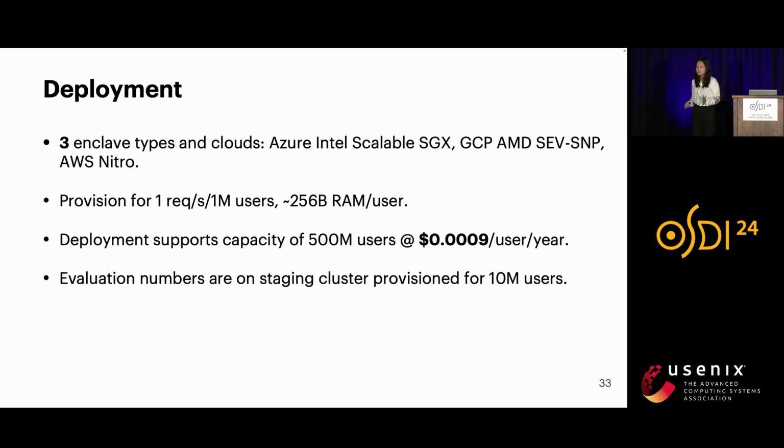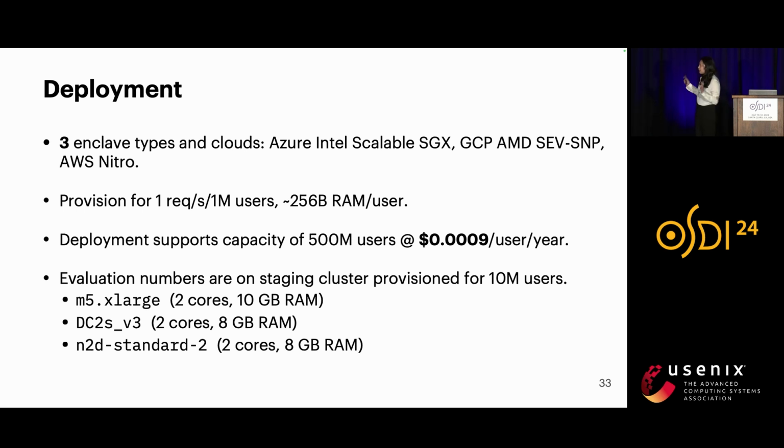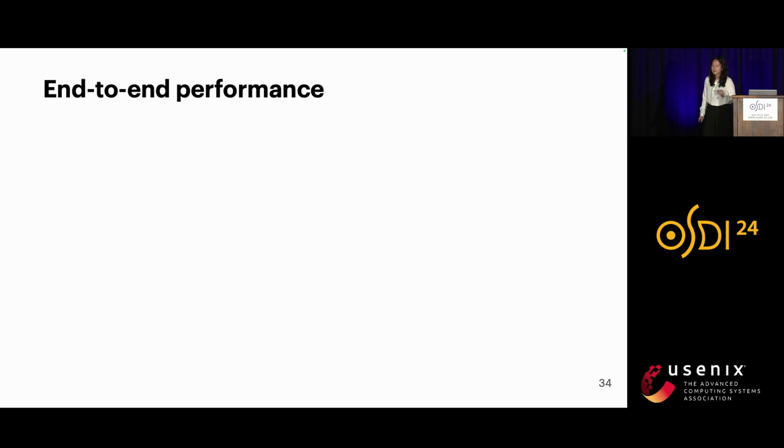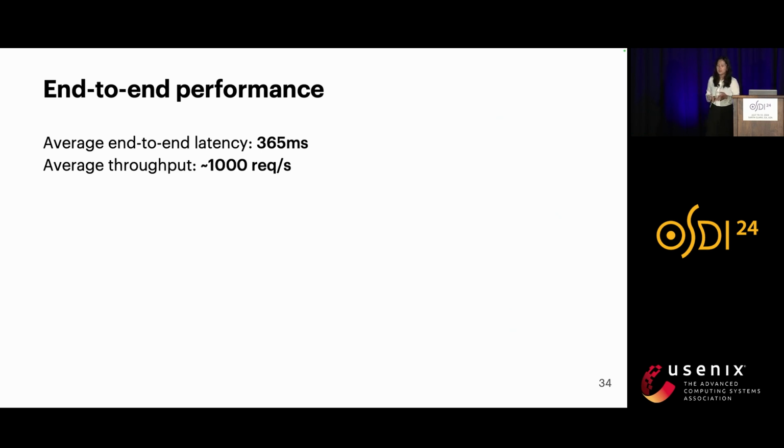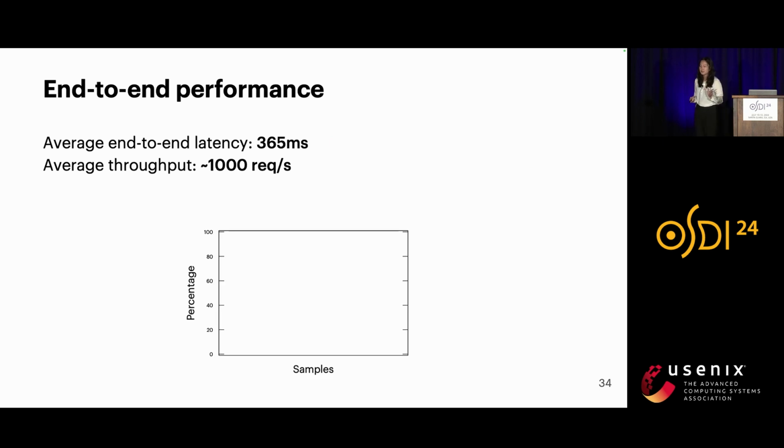And the evaluation numbers are on a staging cluster that's provisioned for 10 million users. And these are the machine types that we use on each cloud. So on AWS, we use M5.xlarge instances. On Azure, it's DC2s v3. And then on Google Cloud, it's N2D standard 2. So for the end-to-end performance, we have an average end-to-end latency for recovery and storing key operations of 365 milliseconds. The average throughput is around 1,000 requests per second.